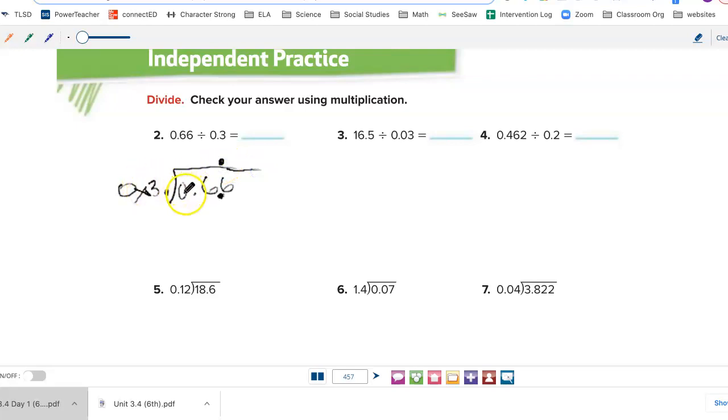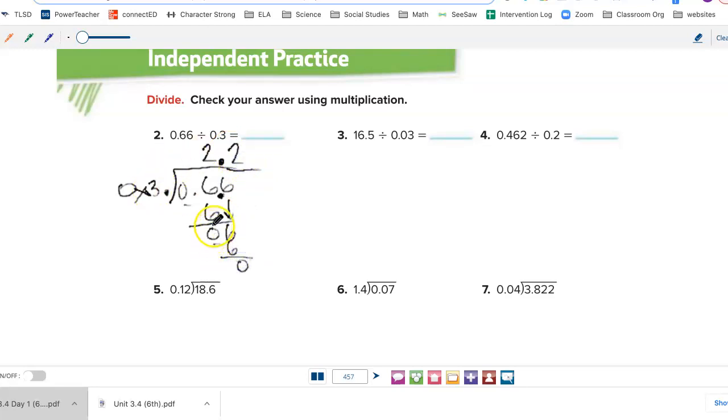3 cannot go into 0, but 3 can go into 6 twice. 2 times 3 is 6. Subtract, I get 0. I'll bring down this 6, and I know that 3 can go into 6 twice again, and 2 times 3 is 6.